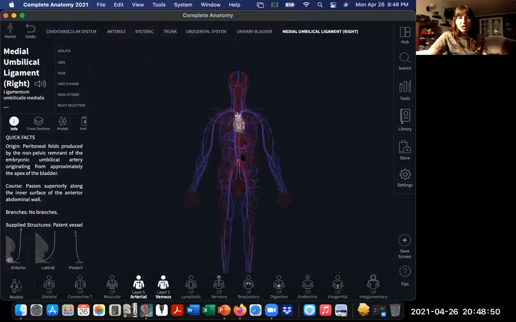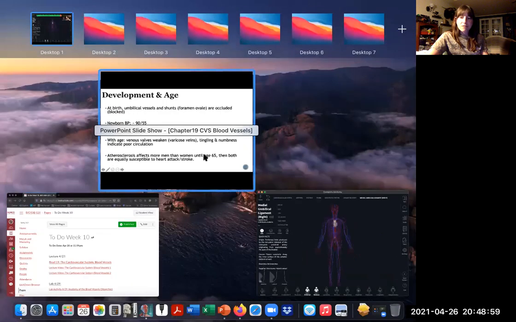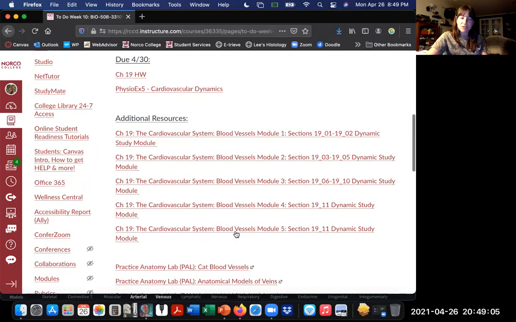I really did enjoy using our little Complete Anatomy friend here. I do again recommend that you invest in this. I think it's a great idea to invest in this for studying. And I will add those slides to our to-do list under additional resources.